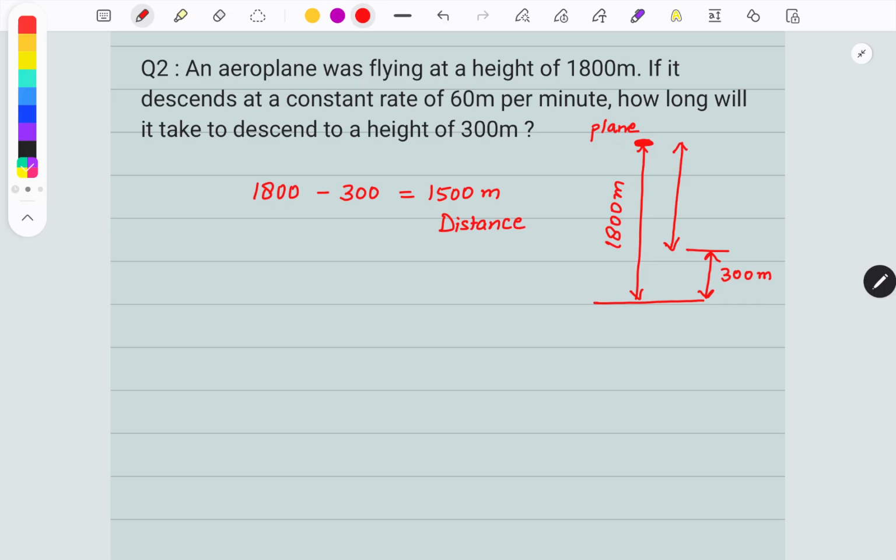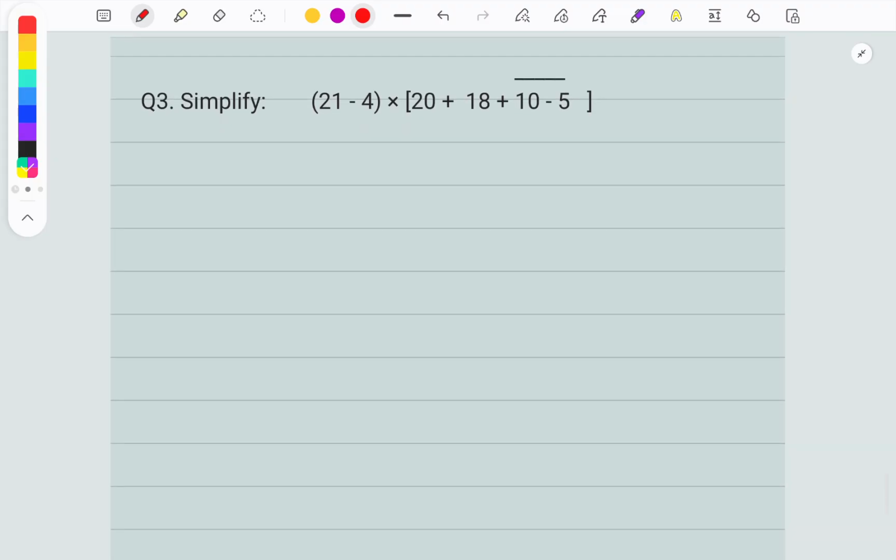Now we know the distance and we also know the speed. The speed is here 60 meter per minute. So once we know the speed, what do we do? 1500 by 60. So 0 crosses out 0. 150 by 6 takes us to the answer of 25 minutes. So once we make the diagram and we follow the basic rules for solving integers, it becomes quite easy. So let's move on and take one more example and see.